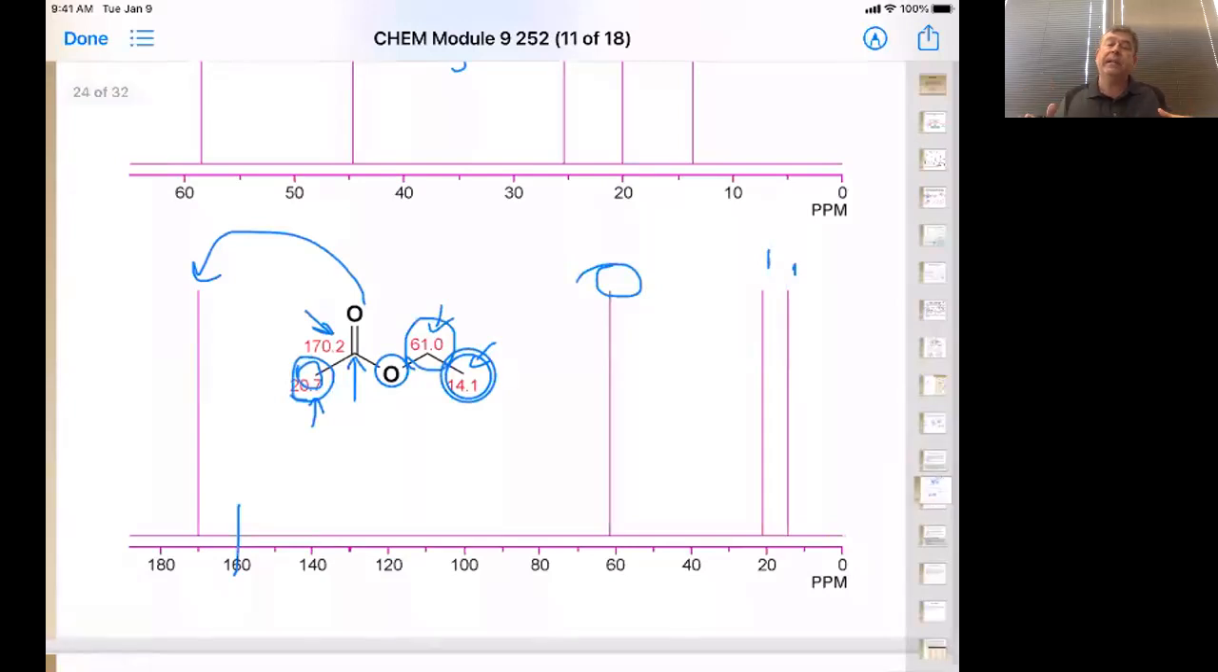Okay. So we see that the basic trend is the same in where we expect to see them. And notice that even though it's drawn out to a wider range of ppm, it's still in that generalized range.